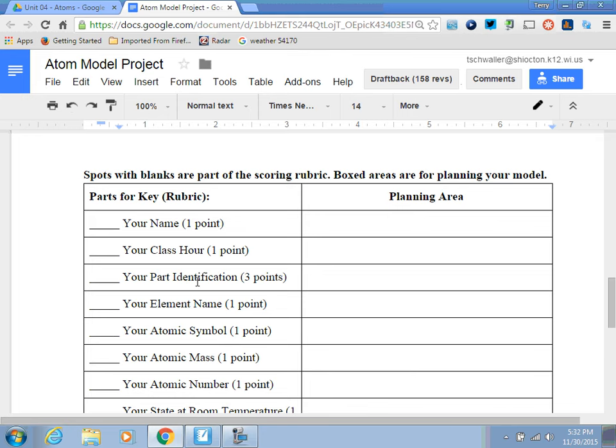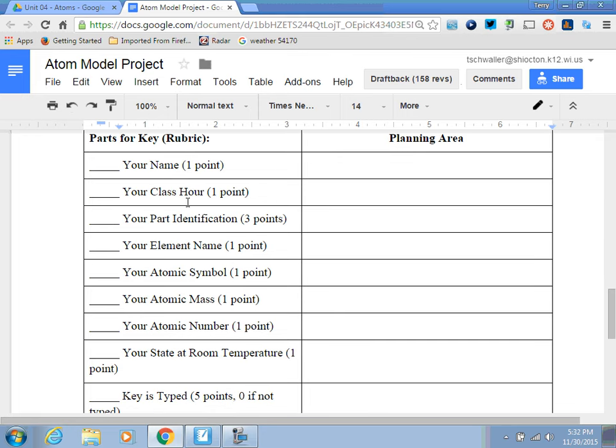So the things that you need for your key: you need your name, class hour, part identification. So when you put this thing together, what are you using for the different atom parts? When I look at it, if you're using pink marshmallows for protons, I need to know that so I know what I'm looking at. Your element name, the atomic symbol, atomic mass, atomic number. The state at room temperature, is it a solid, liquid, or gas at room temperature? And then is your key typed?